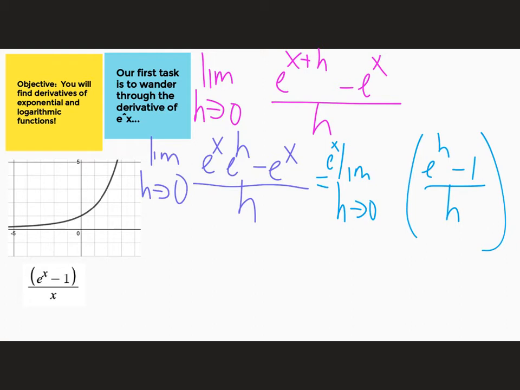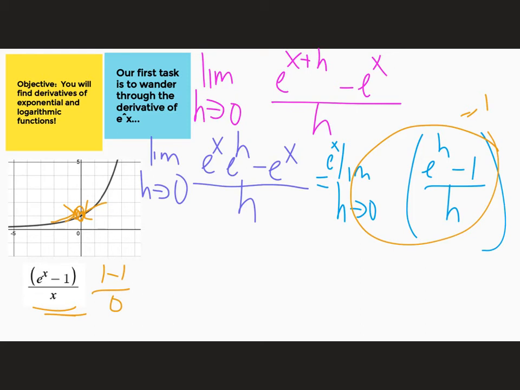Luckily, over yonder, I gave a graph of e to the x minus 1 over x. The limit as h goes to 0, from the left and from the right, is going to equal 1. Now, if you plugged in 0, you would have 1 minus 1 over 0. That doesn't work. So on this function, there's a hole at (0, 1), but the limit still exists because the left and the right side are the same.